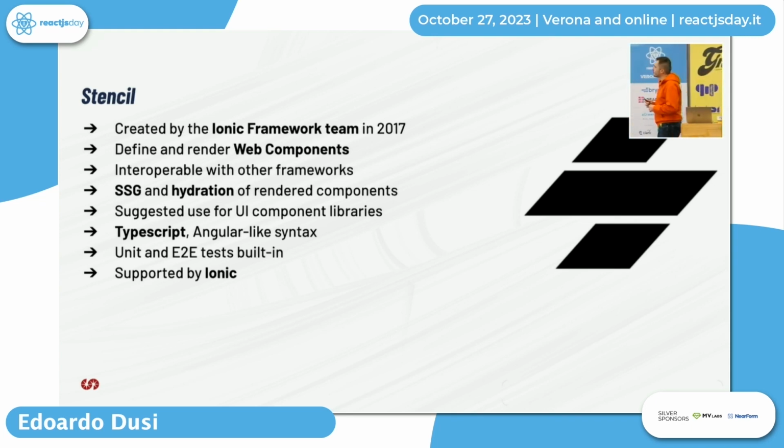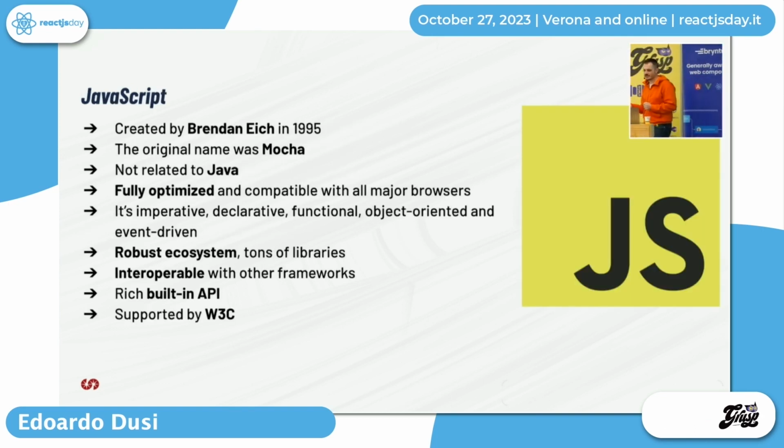But I want to show you one last framework that I think is maybe one of my favorites. One of the top frameworks that you can choose today to create the same app from the same requirements that we saw before. And it is JavaScript. JavaScript was created by Brendan Eich in 1995. The original name was Mocha, actually. It is not related to Java.